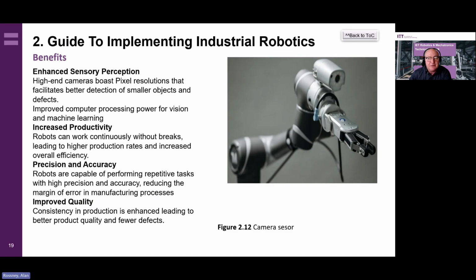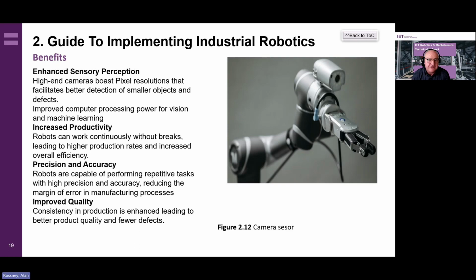So in terms of productivity, robots can work continuously without breaks, leading to higher production rates and increased overall efficiency. They can operate 24/7, reducing downtime, increasing the overall output of manufacturing. They are capable of performing repetitive tasks with high precision and accuracy, reducing the margin for error in manufacturing. This is especially crucial in industries where precision is essential, such as electronics and automotive manufacture.